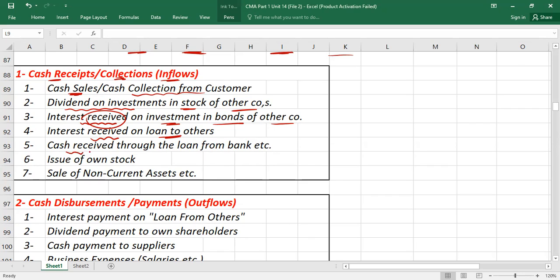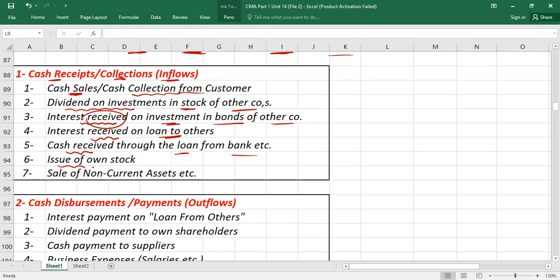Then you have cash received through a loan from a bank, etc. Here you can put yourself in a situation. Let's assume you are a company. You are going to borrow money from a bank, right? So at the time when you are borrowing money, it is an inflow for you because you are taking a loan. So you are receiving cash. So this could be your cash receipts.